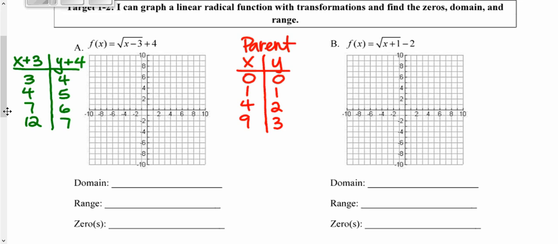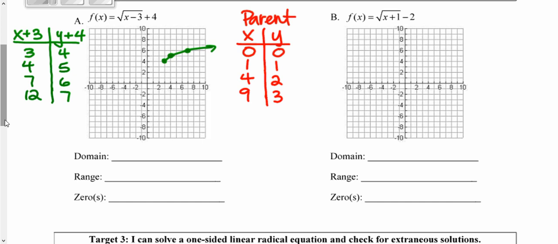And I'm going to go ahead and graph these points. So starting with 3, 4, 4, 5, 7, 6, and then the next point goes off, so I won't worry about that. And then our graph goes in one direction just to the right. So just keeping true to that trend.